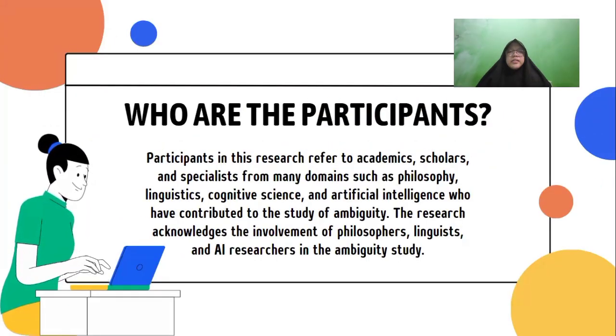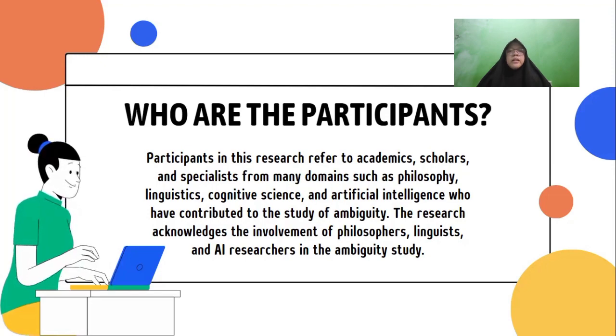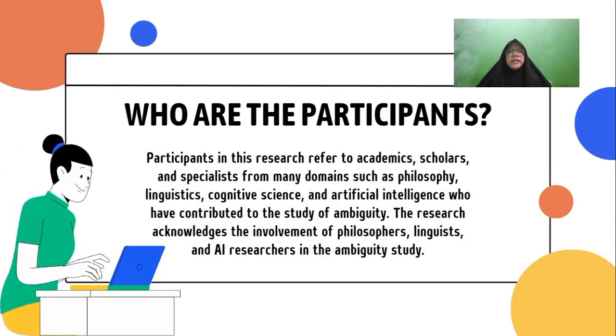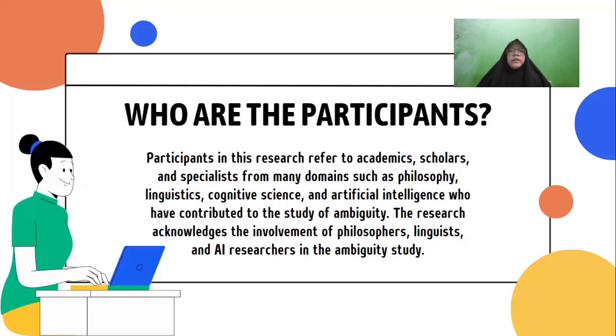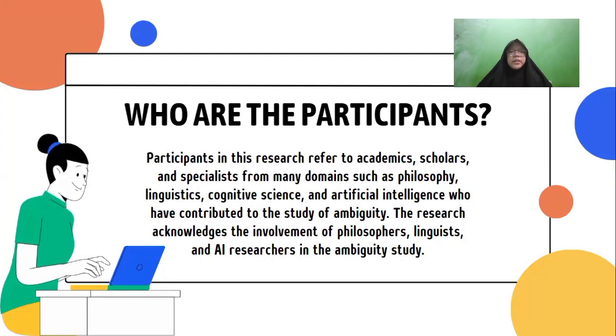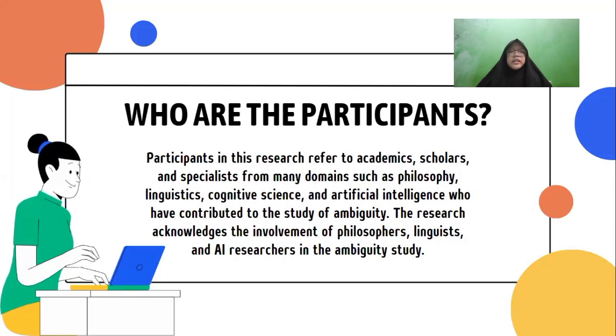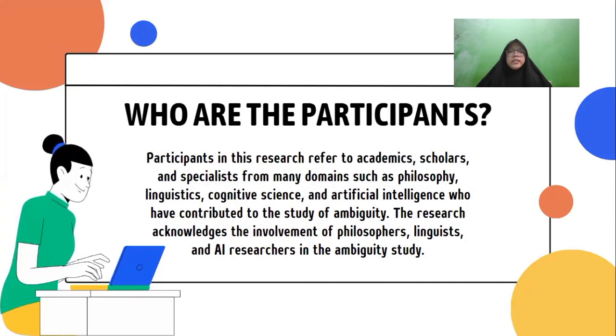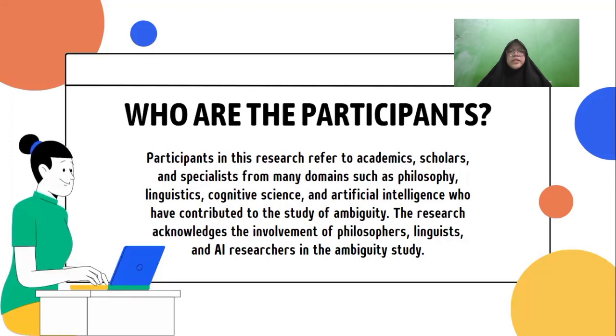Who are the participants? Participants in this research refer to academics, scholars, and specialists from many domains such as philosophy, linguistics, cognitive science, and artificial intelligence who have contributed to the study of ambiguity. The research acknowledged the involvement of philosophers, linguists, and AI researchers in the ambiguity study. Philosophers investigate the conceptual dimensions of ambiguity, linguists investigate its linguistic qualities, and AI researchers utilize technology to examine and address ambiguity in language processing.